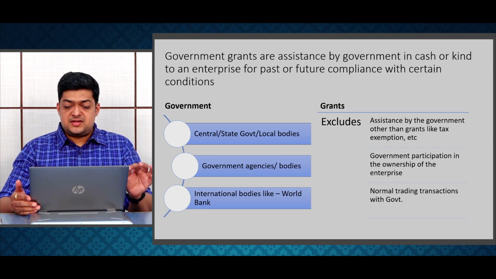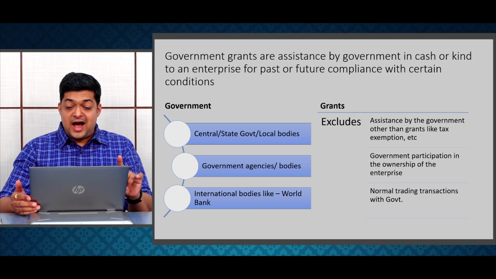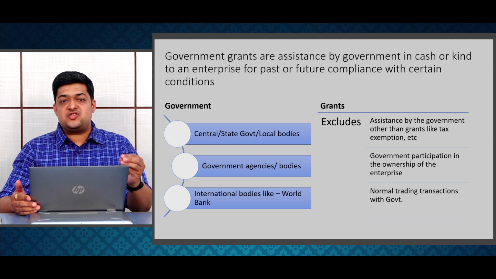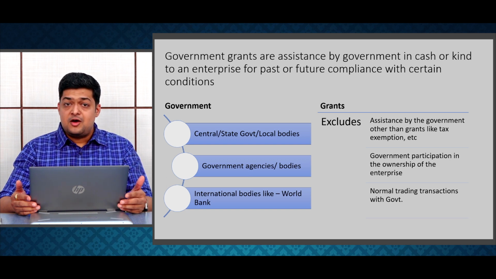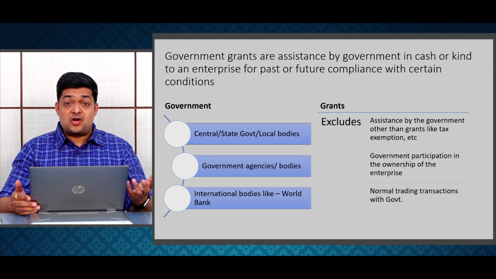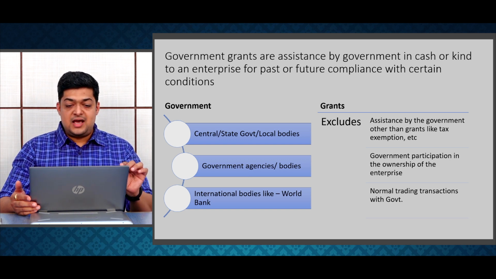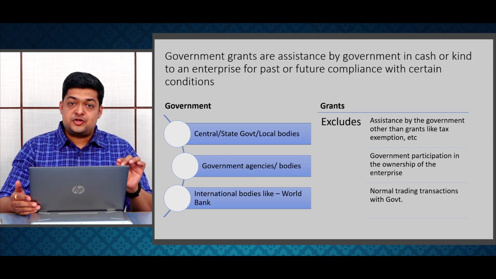Government grants are assistance by government in cash or kind to an enterprise for past or future compliance with certain conditions. Now understand this. This is either in cash or in kind. So there may be straightforward financial cash assistance provided by the government, or sometimes government provides you assets free of cost or assets at concessional rate. This is in-kind government grants. And obviously there are certain conditions attached to the grant.